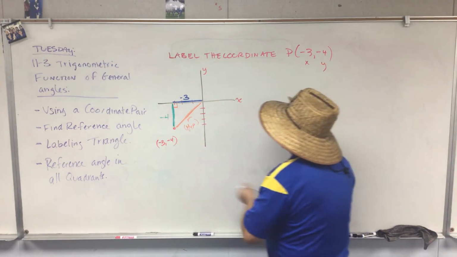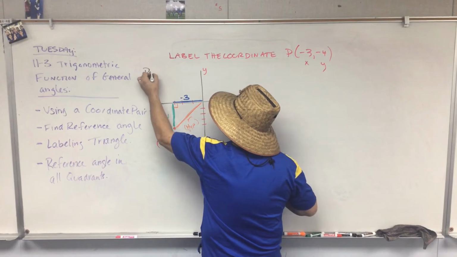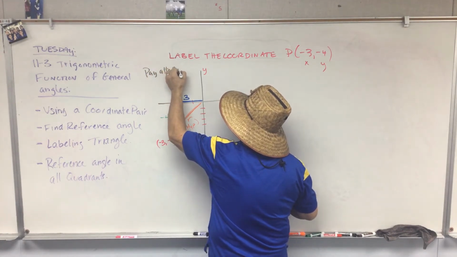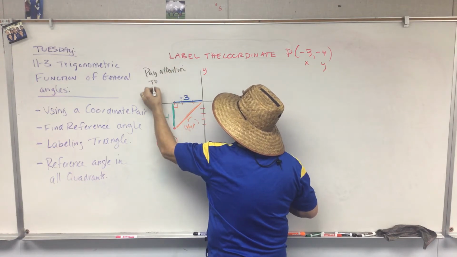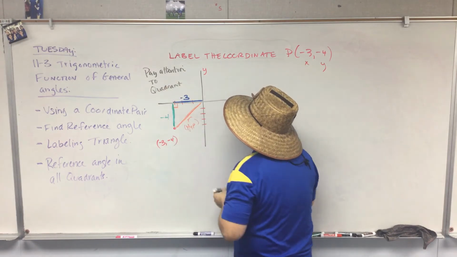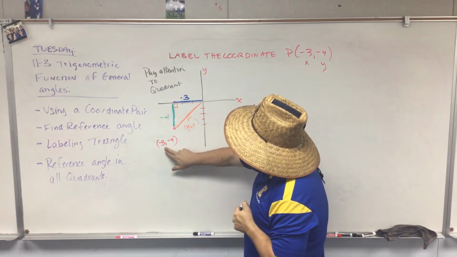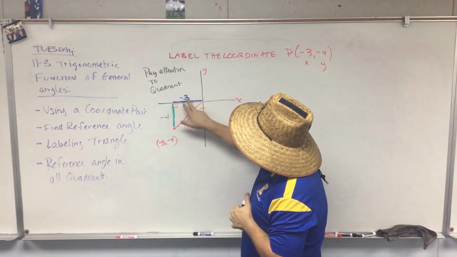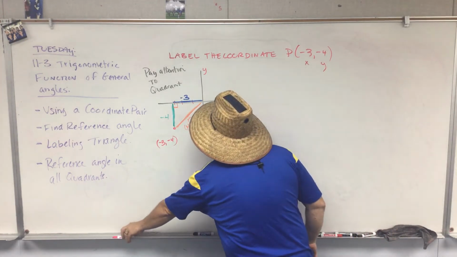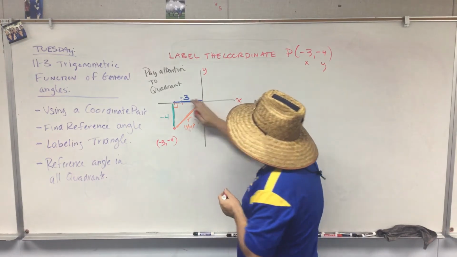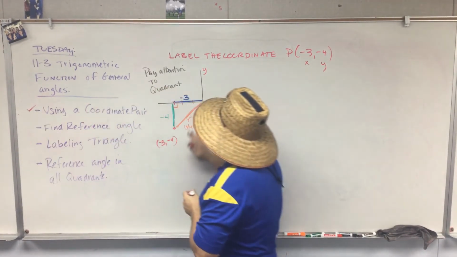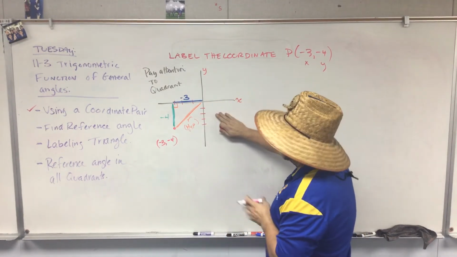Now, pay attention to signs. So pay attention to quadrant, because if you don't pay attention to the quadrant, that's going to affect our sign. So if you notice, I labeled it here. So we used the coordinate pair right here to draw our triangle. So look, I've labeled and I've drawn my triangle already.